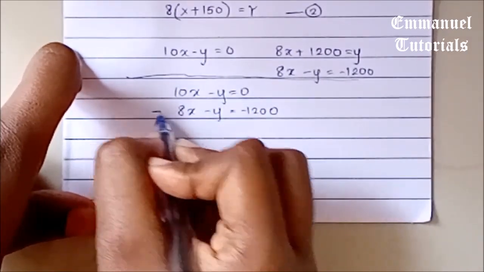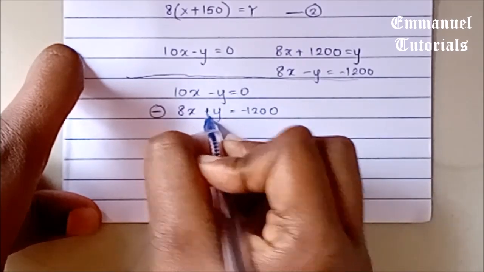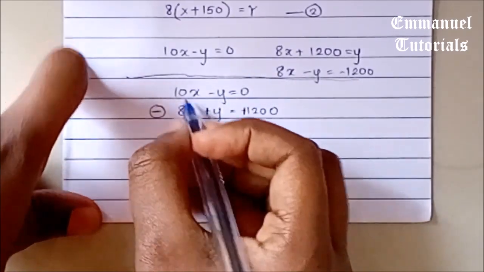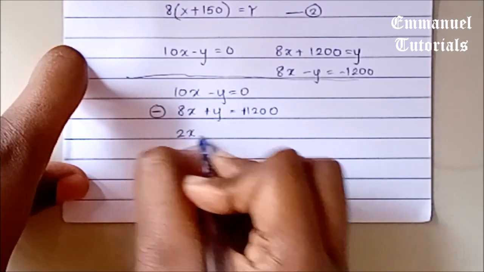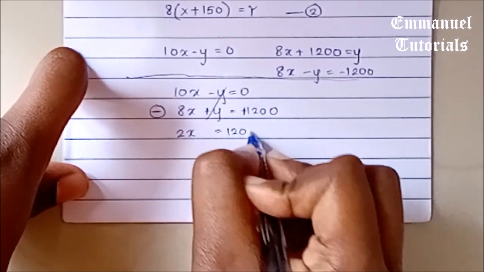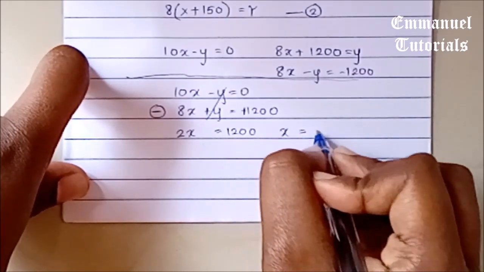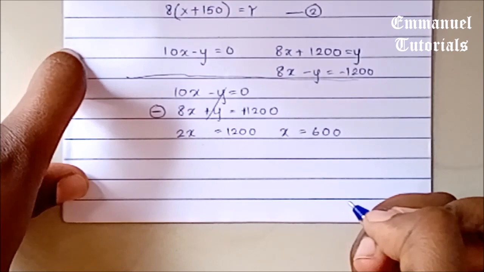We will subtract this equation from the first one. So this sign becomes plus and this sign also becomes plus. So the equation will be 2x. These two terms will get cancelled. It is equal to 1200, which implies that x is equal to 600.